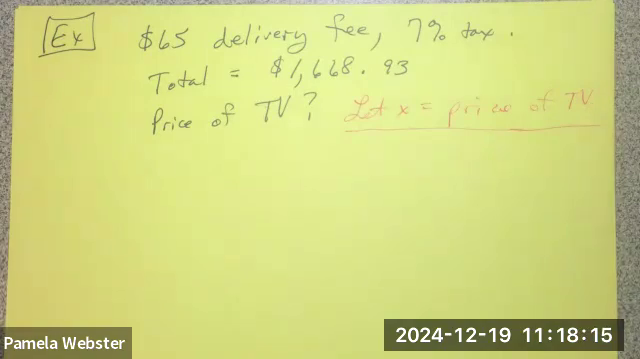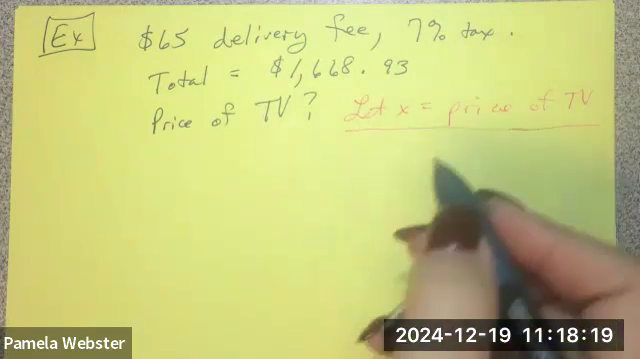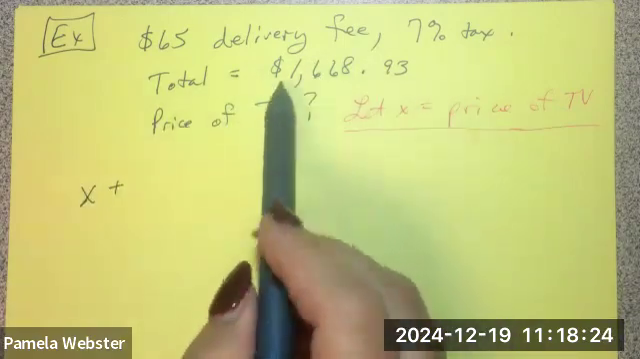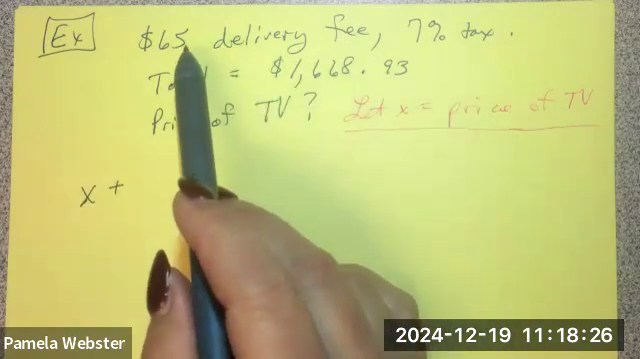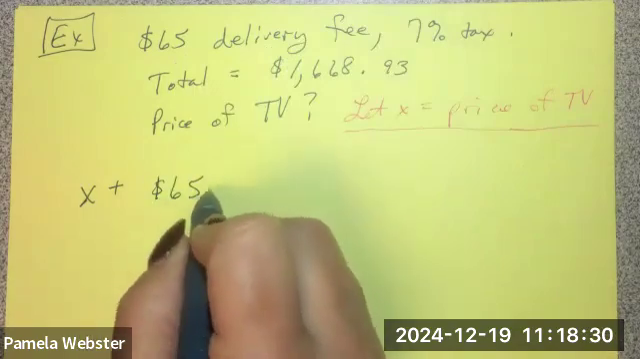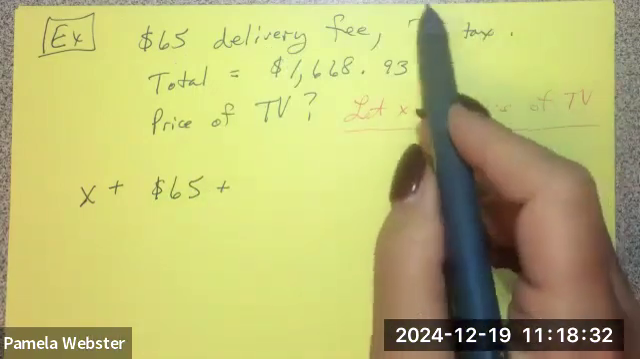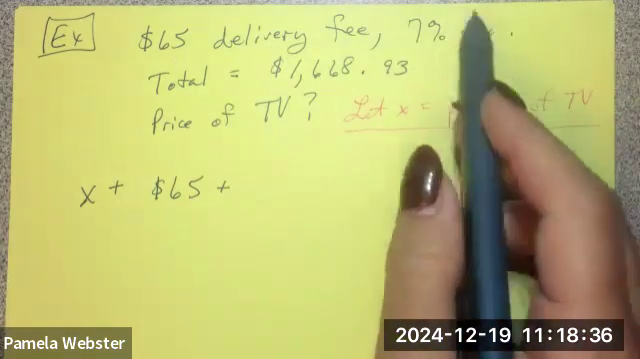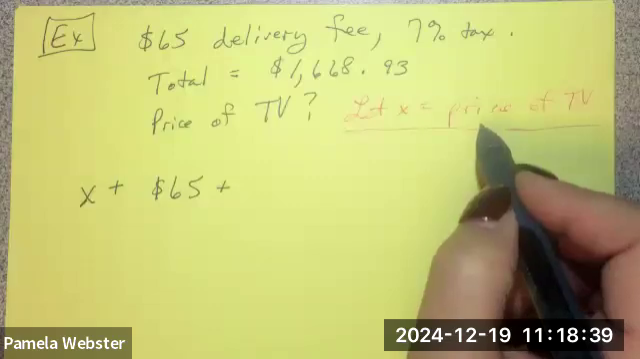So let's go ahead and talk about this. How is this going to work? The total price of this TV is going to be whatever the price of the TV is, plus I need to put on the $65 delivery fee, right? Plus I need to do the tax, okay? And the tax is on the price of the TV. So it's 7% of the price of the TV.